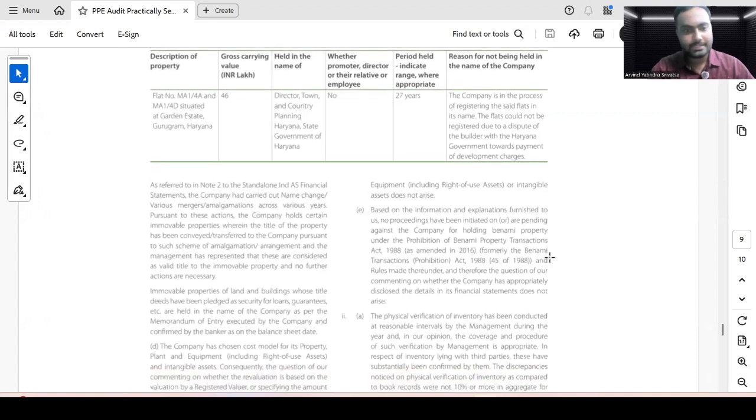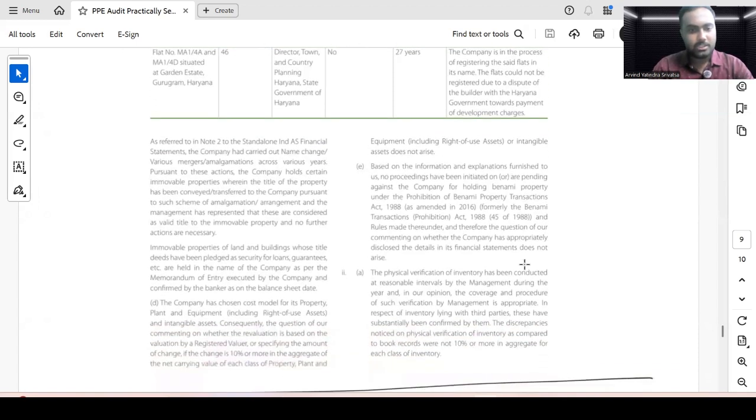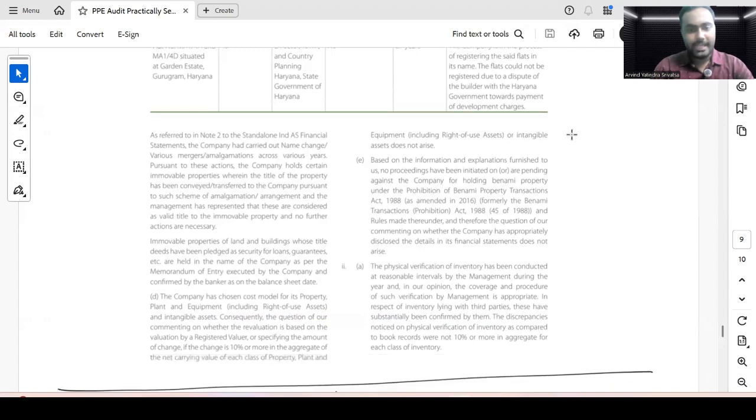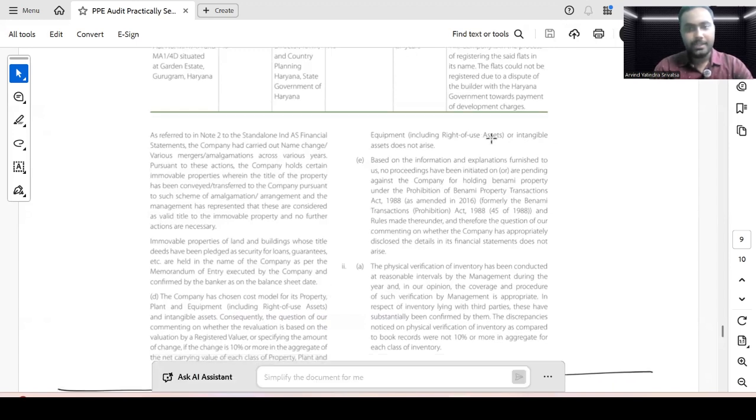Next, the company has chosen cost models for its property, plant, and equipment including ROU and intangible assets. Consequently, the question of us commenting on whether the revaluation is based on the valuation by registered valuer or specifying the amount of change, the change is 10% or more in aggregate of the net carrying value of each property, plant, and equipment, including right of use asset or intangible assets, does not arise.